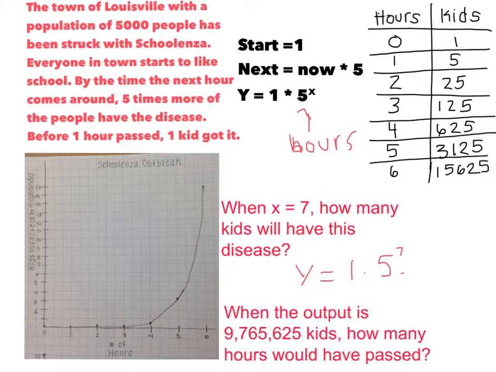And once you figure that out, you will get 78,125 kids got the disease. When the output is 9,765,625 kids, how many hours would have passed? To find this, you have to put this number into the output equals 1 times 5 to the x power, and once you solve this, you will get 10 hours.